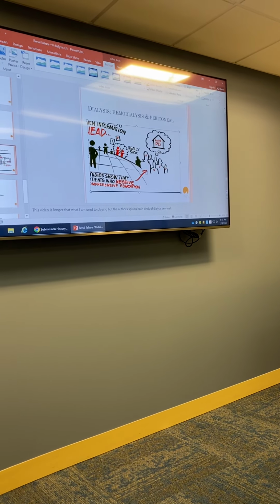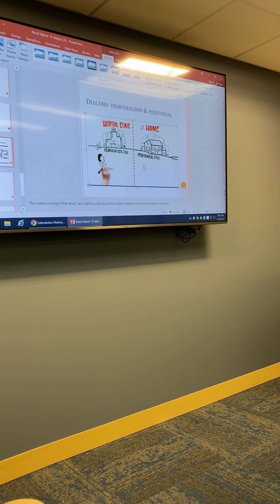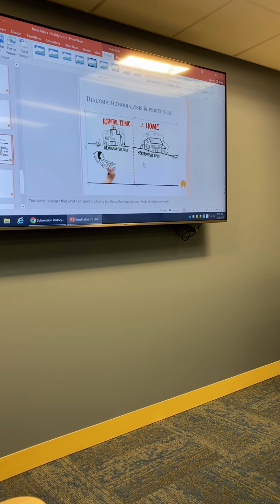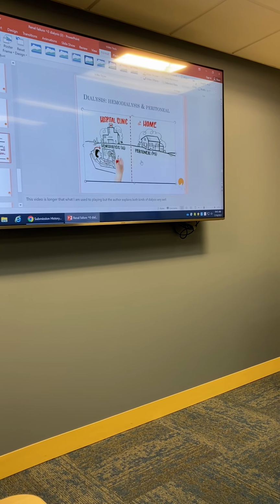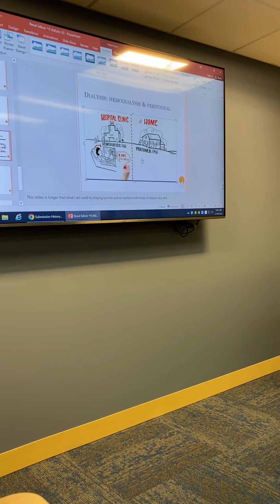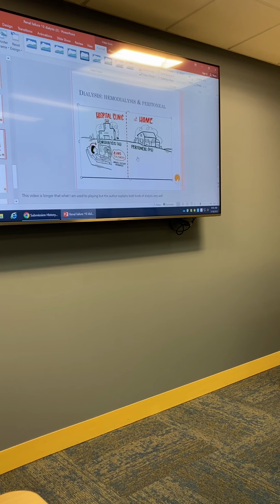Okay, let me summarize. There are 2 main treatments if you need dialysis. One is hemodialysis, where you typically go into a hospital or a clinic on a predictable schedule and are hooked up to a dialyzer for about 4 hours 3 times a week. And you need to make dietary changes. Some patients are trained to do their own hemodialysis at home.